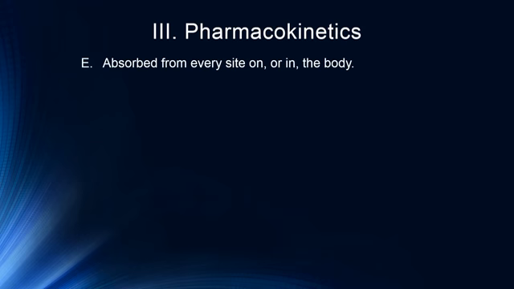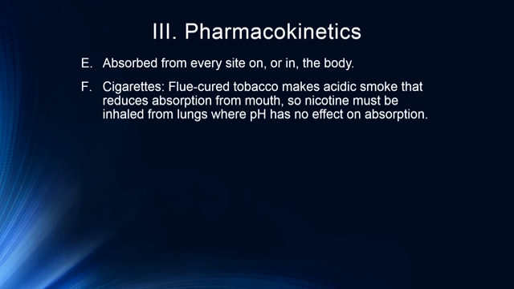So nicotine can be absorbed from every site on or in the body. Cigarettes are made from flue-cured tobacco, which makes an acidic smoke that reduces absorption from the mouth. So nicotine must be inhaled into the lungs, where its pH has no effect on absorption.